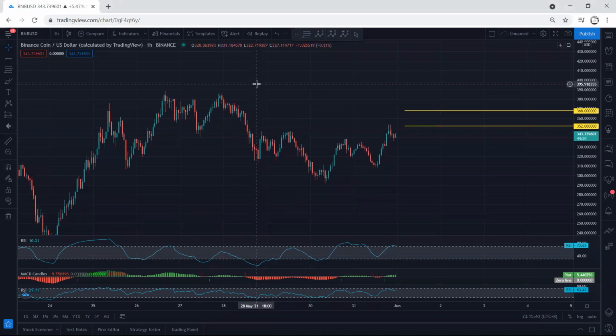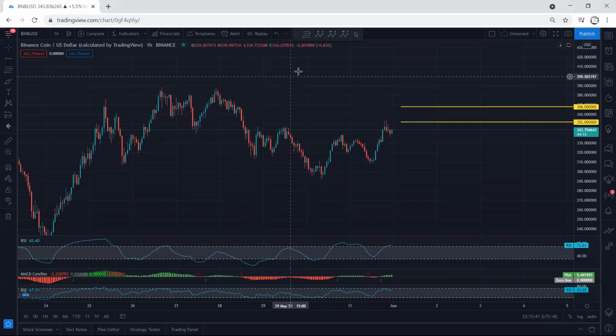We need to see the continuation as a short move. If it turns into a corrective move, we take out the trade and we wait for the next trade setup. In this case, we just follow the chart.